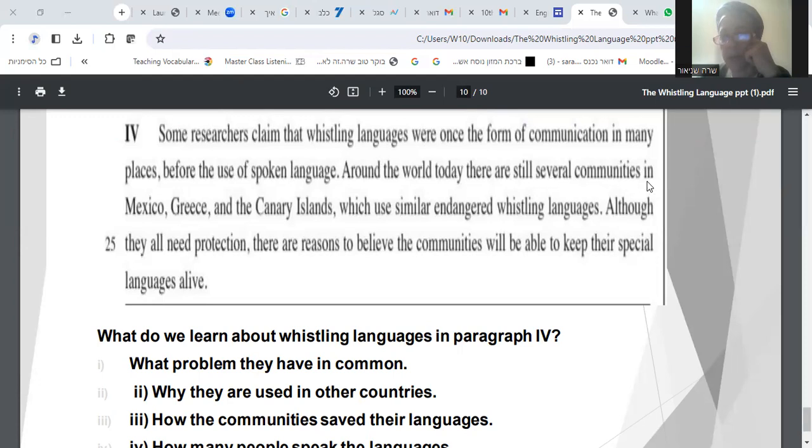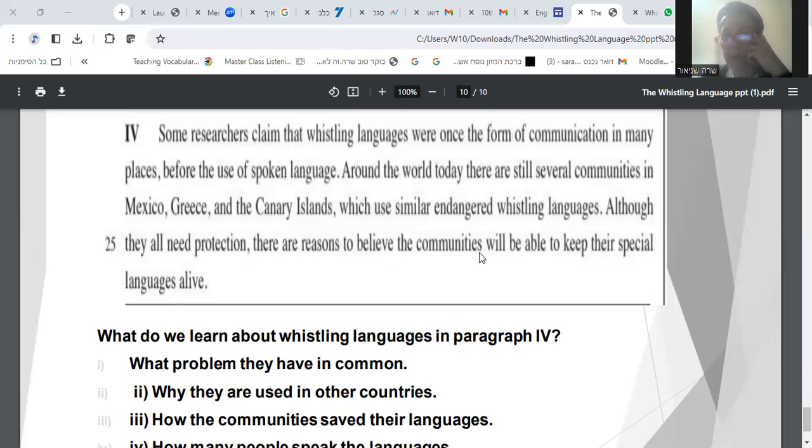ישנם מספר קהילות in Mexico, Greece, and the Canary Islands, באיים הקנריים, ביוון, במקסיקו, which use similar endangered whistling languages, שגם שמה יש שפות בסכנת הכחדה שדומות. Similar, endangered, whistling languages, שפות, שריקות, בסכנת הכחדה, דומות. זה לא פשוט לפענח את מה מתארים פה. Okay, זה אתגר. Although they all need protection, למרות שכולם צריכות הגנה, there are reasons to believe, יש סיבות להאמין.